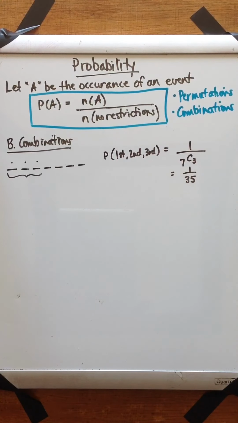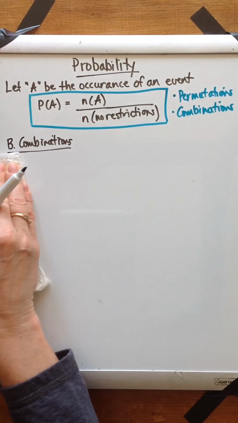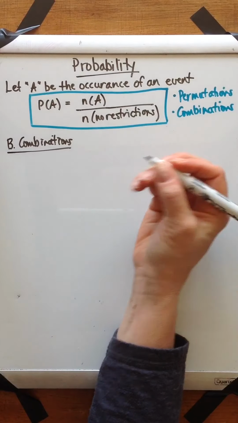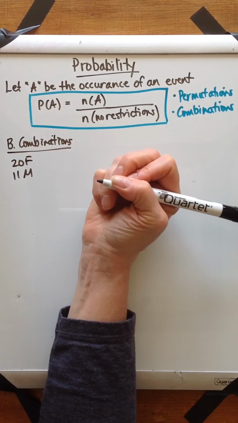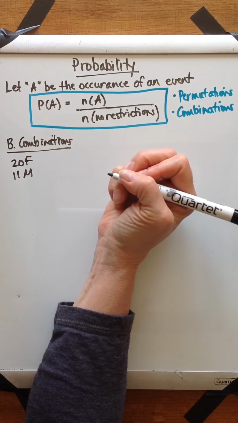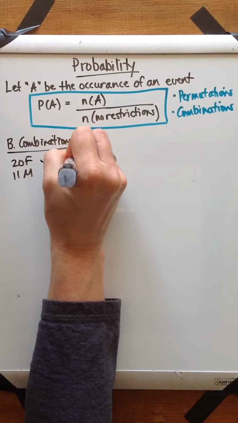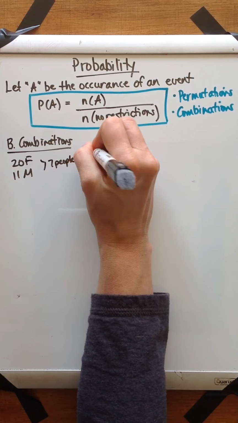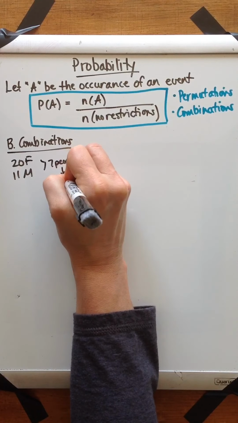Let's look at some more examples. Let's say that you've got a class of 20 females and 11 males. And out of this class, we're going to determine the probability of choosing a group of 7 people. Now within these 7 people, we're going to have a couple of scenarios. So first of all, what happens if there are exactly 3 males in that group?